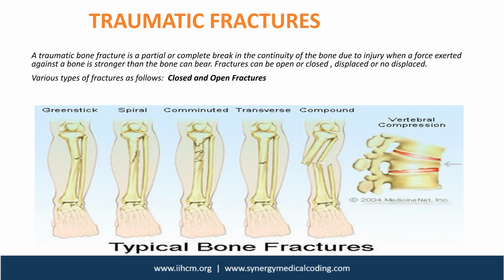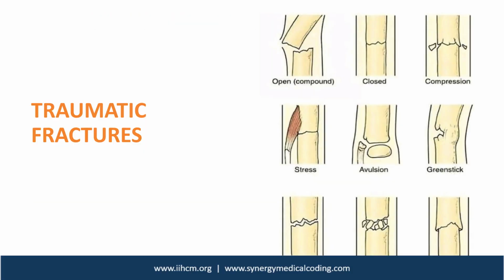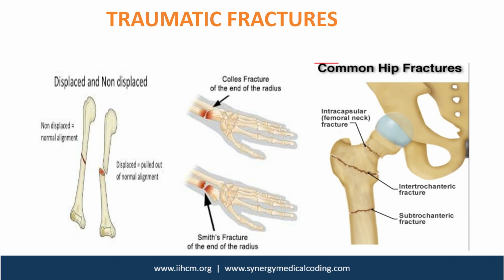Traumatic fractures are partial or complete breaks in bone continuity due to excessive force. These fractures can be classified as open or closed and displaced or non-displaced. Different types of traumatic fractures include transverse, oblique, and spiral fractures, depending on the line of the break. Further classifications include comminuted, segmented, avulsion, impacted, torus, and greenstick fractures.